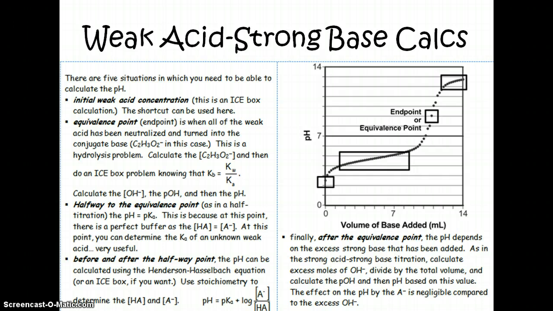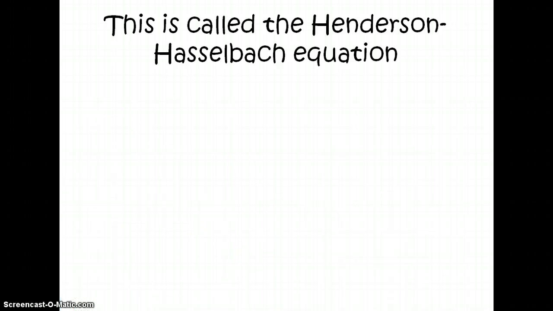And then after the equivalence point, you have to know how much strong base you have. So it's the same as what we had to do before with the strong acid, strong base titration curve. So you're going to have to get the excess moles of OH, the total volume of the solution at that point, your molarity of your OH, then calculate pOH, then pH. Okay? So you need to know all of that.